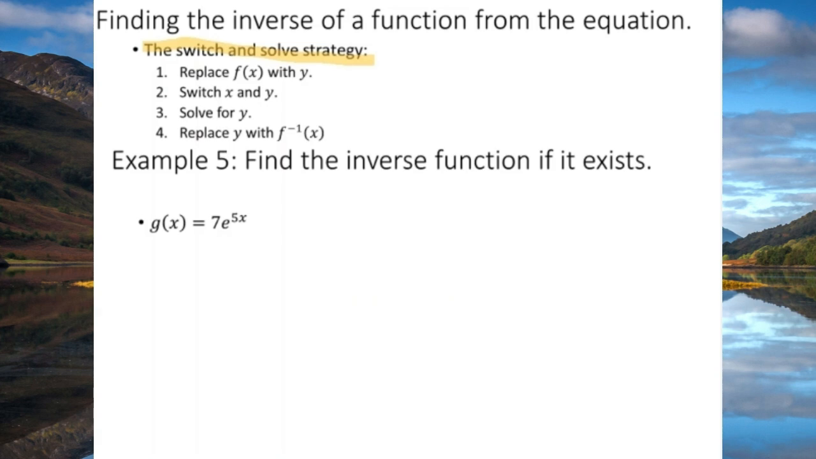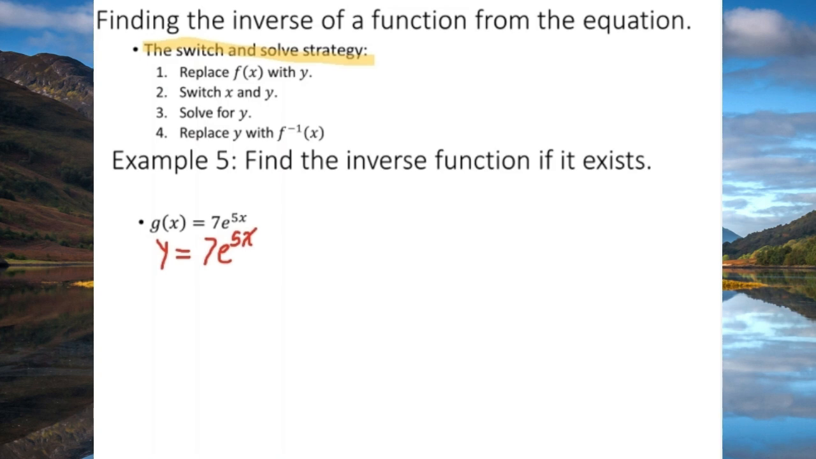So our function g of x here is exponential. Finding our inverse is still going to be the exact same process we did in the last example. Step 1, in our switch and solve strategy, we'll replace our g of x with y. Even though my steps above use f of x and f as our function, they still apply to g or any name we choose for our function.